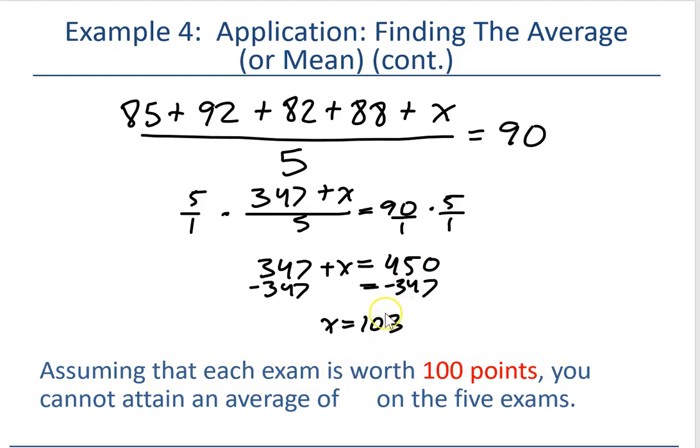Okay, so because you have to make 103, there is no way for you to get this, because since you can only make 100, the only way for you to get here is to make 103. So you cannot attain an average of 90 on this test. Not going to be possible.